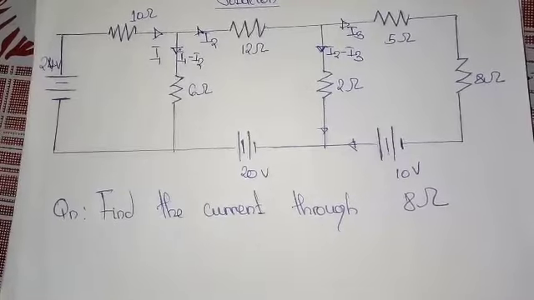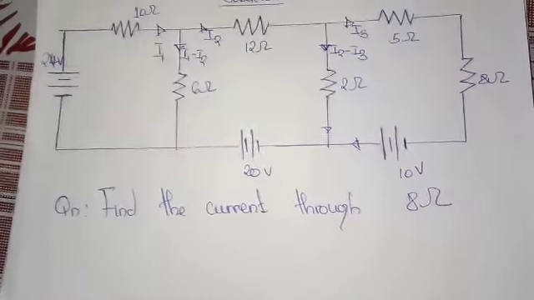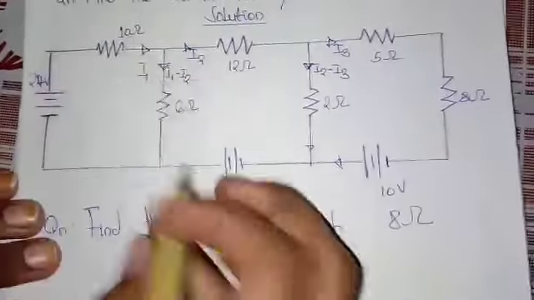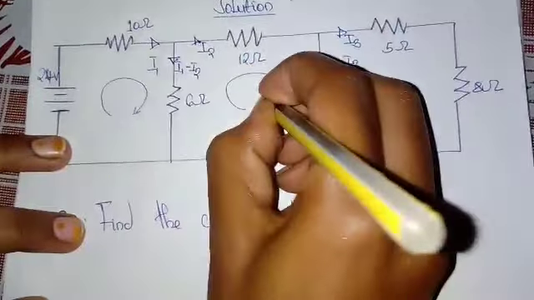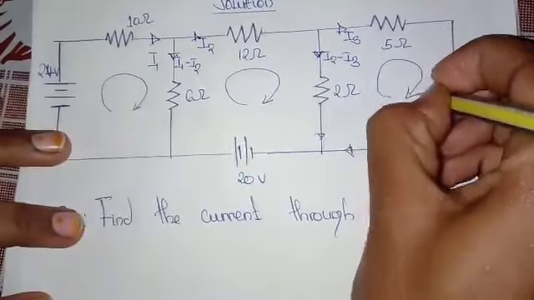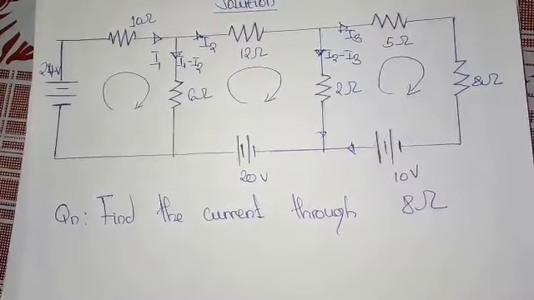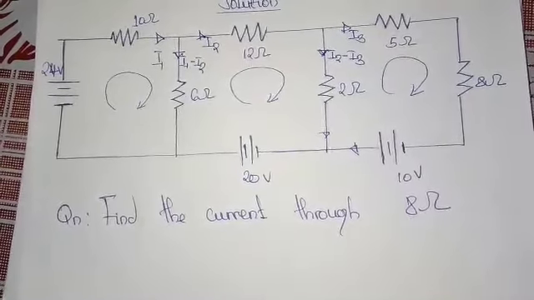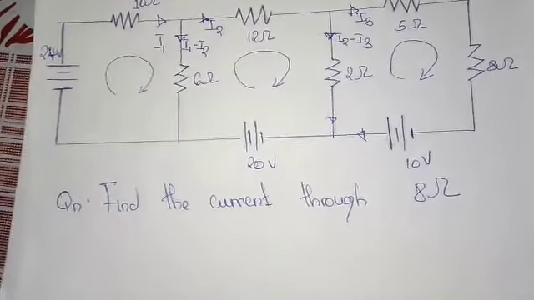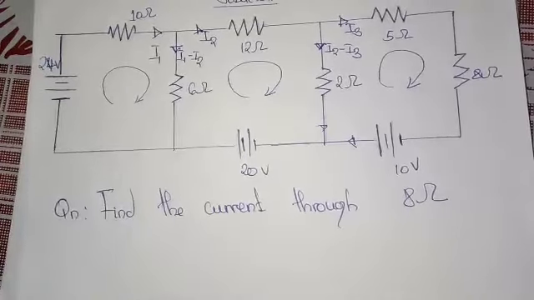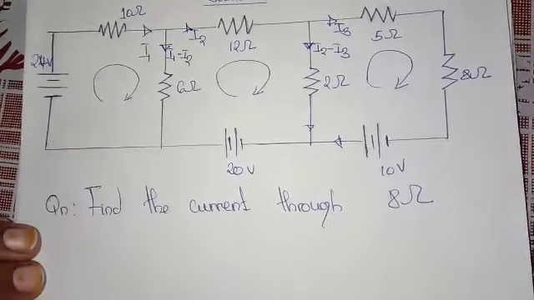And after that, we have to create loops. There is no specific law of creating loops. You just create loops like this. This will be my first loop. This will be my second loop, and this will be my third loop. The loop can go on any side as long as you will be very accurate and careful once you're using Kirchhoff voltage law.